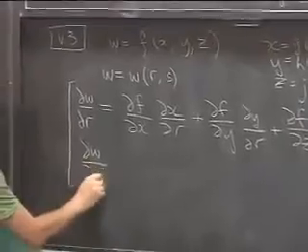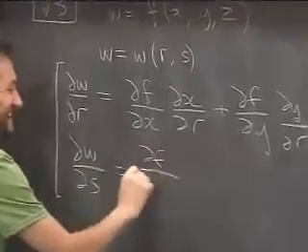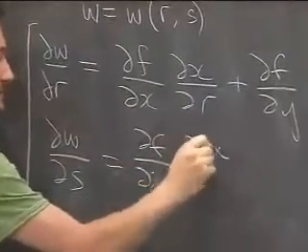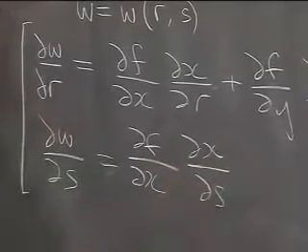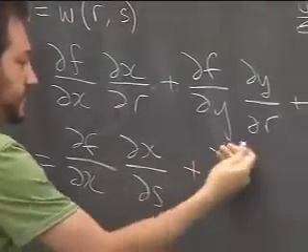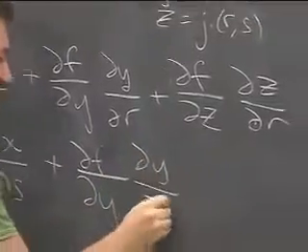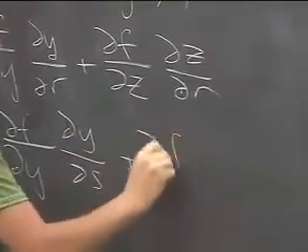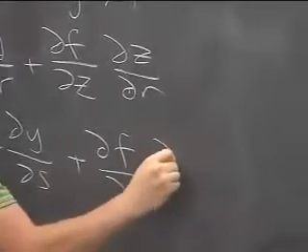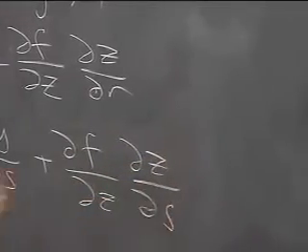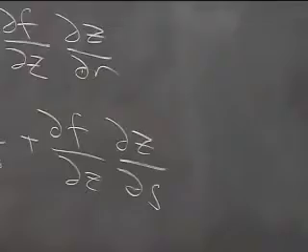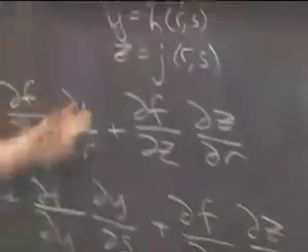And so it's basically the same formula, but there is one other difference in that we have a companion formula for dw ds. And it's exactly the same thing: df dx, dx ds, df dy, dy ds, df dz, dz ds.